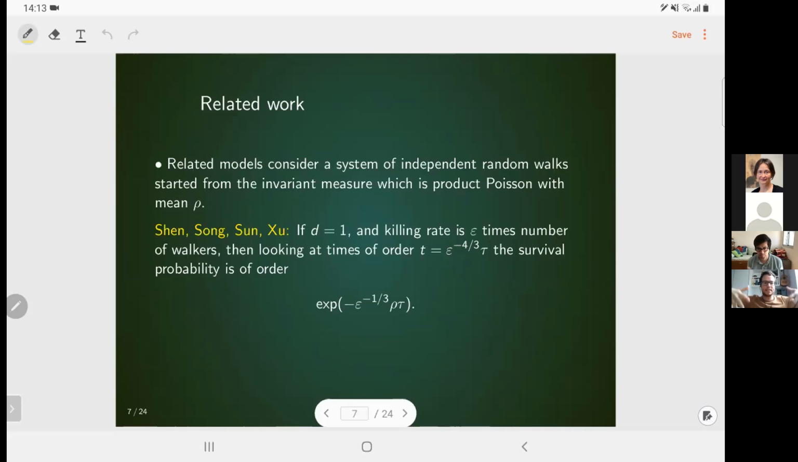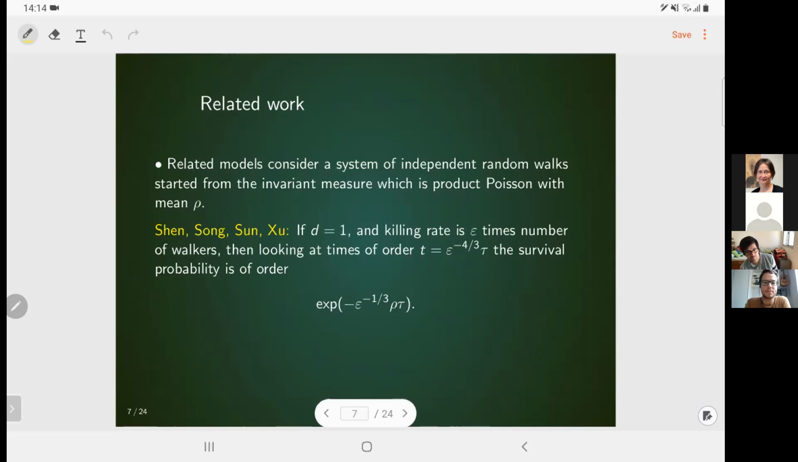And at each time, essentially, the random walk will count the number of Poisson walkers. Let's say there are 5, then the killing rate would be 5 times epsilon. So the killing rate is really the number of Poisson walkers that share the site with the random walker times epsilon. And this work by this Chinese team by Shen, Song, Stu, and Shu.